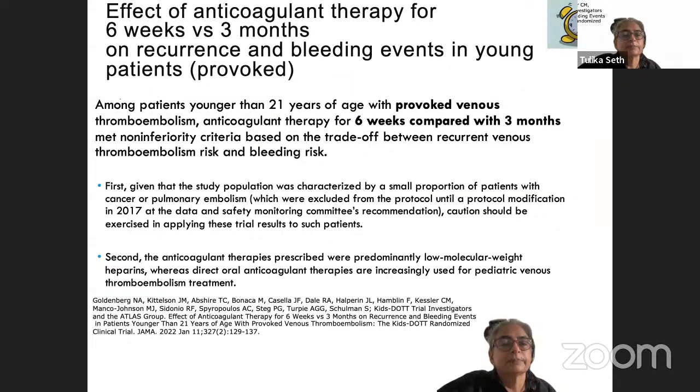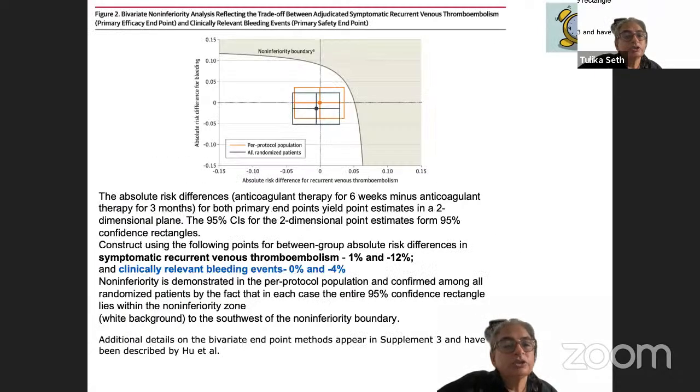Now, I had mentioned that you could sometimes have a patient who has a provoked venous thromboembolism. And there is a study where they've looked at 6 weeks versus 3 months of therapy. A lot of times people ask whether 6 weeks of therapy is enough. Even though the study says they didn't find any major differences, there is a trade-off between recurrent thrombosis and a risk of bleeding. So you need to be a little bit careful.